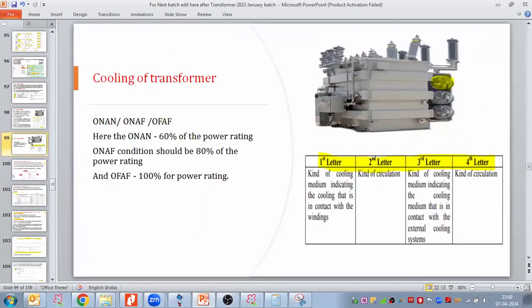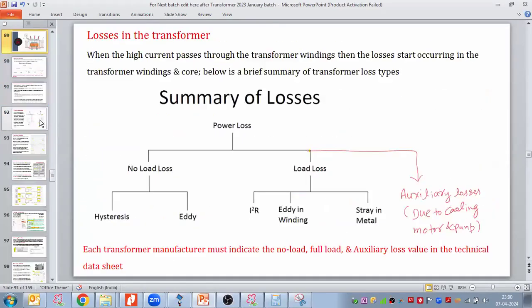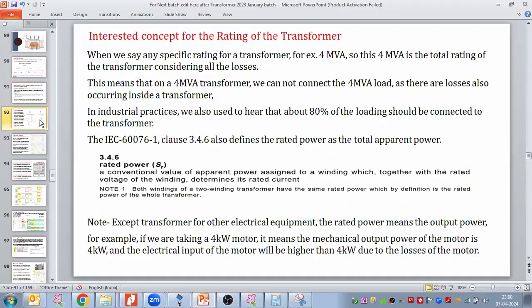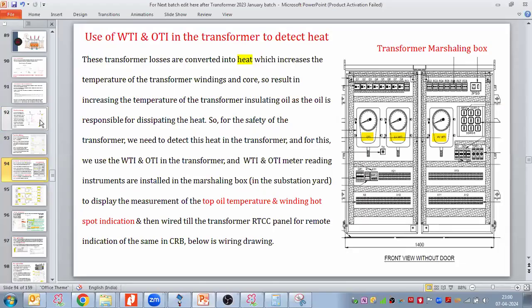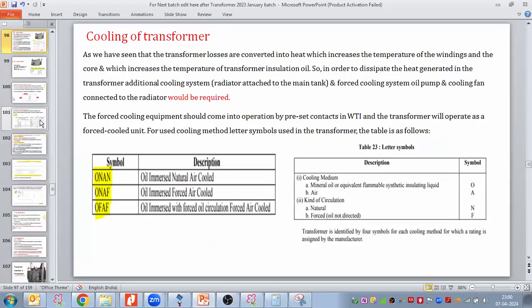Okay, I hope I'm clear with the three concepts we discussed here. Let us summarize those. We discussed the losses, then the rating and loading, deratings, WTI, OTI, and then we discussed the cooling.